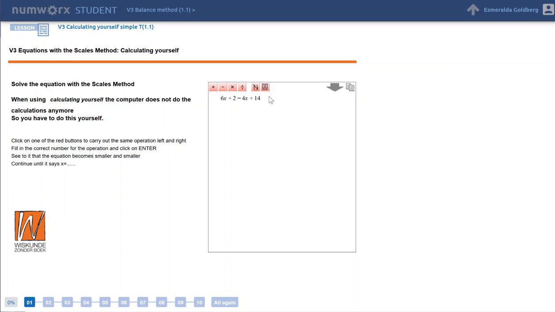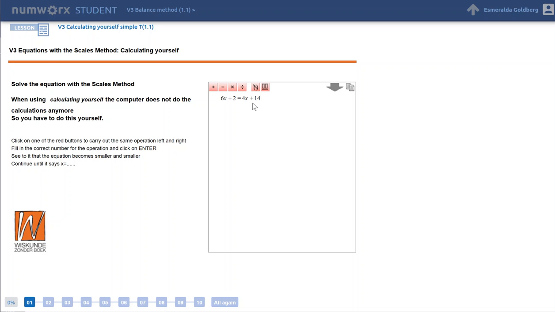The equation that we have to solve in the first exercise is 6 times x plus 2 is equal to 4 times x plus 14. Now, what you want to do always is to make sure that the x's, the bags of marbles, end up on the left-hand side without loose marbles, and all of the loose marbles you want to be on the right-hand side without any bags of marbles. So x is on the left-hand side, regular numbers on the right-hand side.